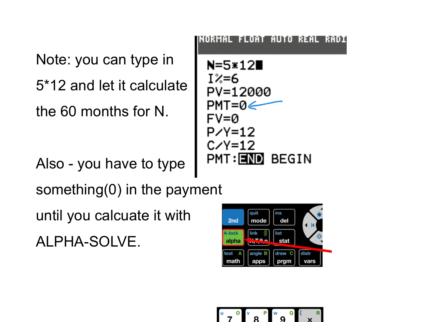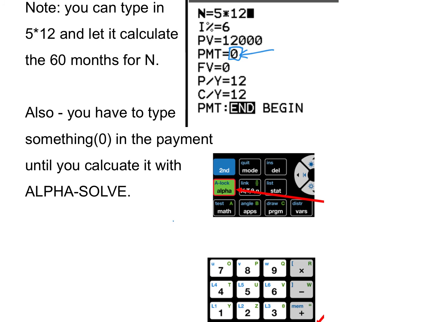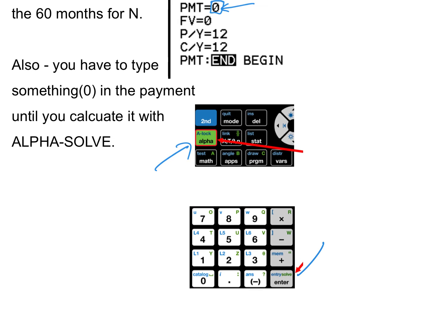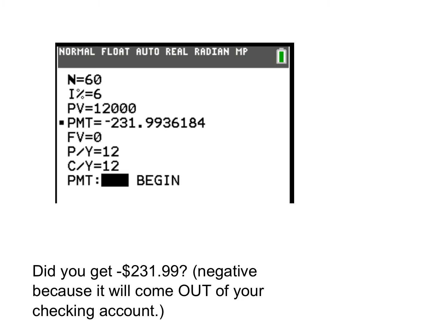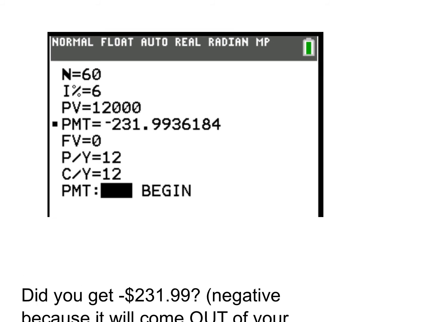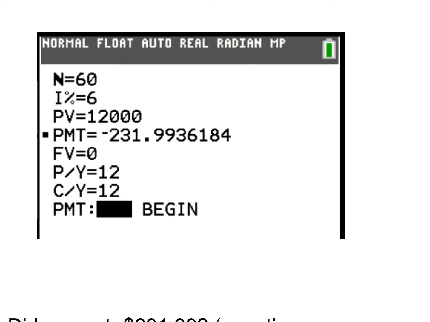So what we do is we highlight in here, we go on top of that with our cursor, and then go to alpha, and then go to solve, and that will solve and tell us what our payment should be. And our payment on this turns out to be $231.99 for our loan for our boat.